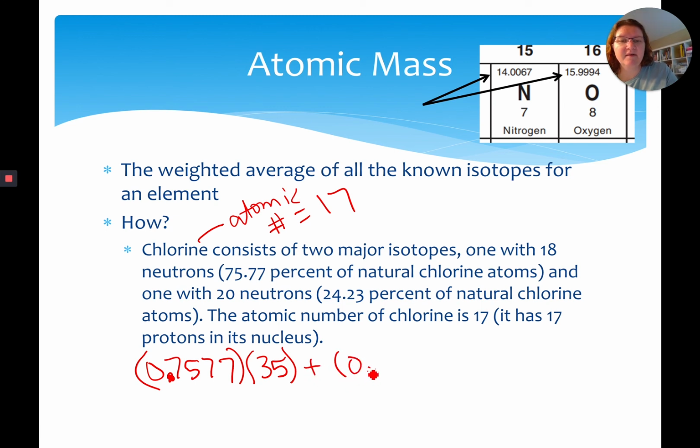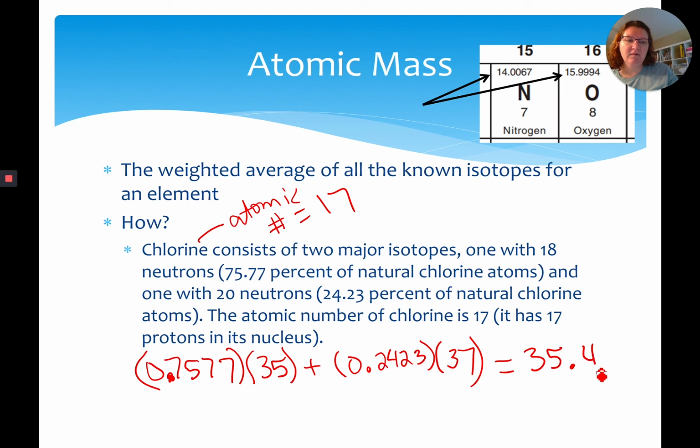I take the percent, 24.23%, and I multiply it by the mass of the heavier one. Now, we could do the math in our heads, right? But you guys aren't doing that. So I'm going to do this super quickly on the calculator, and we're going to get an average atomic mass of 35.48. The unit is AMU. We have no naked numbers in chemistry. Everything has to have a unit. Okay?